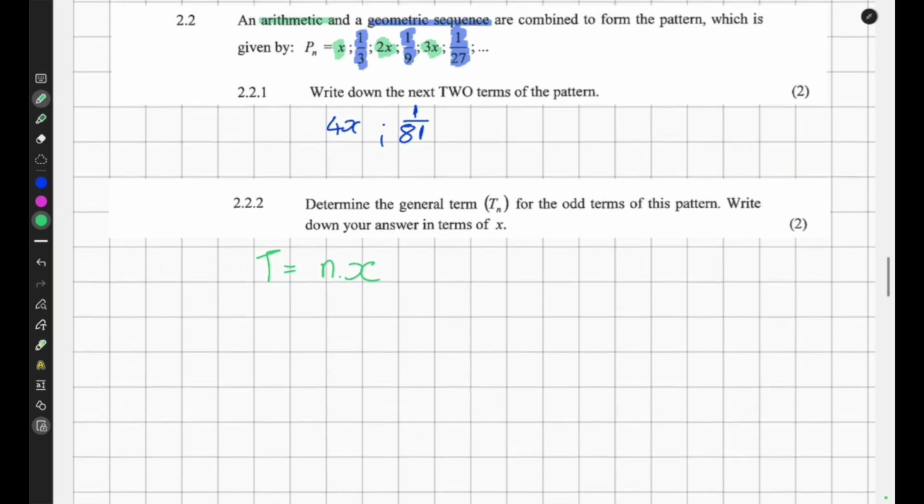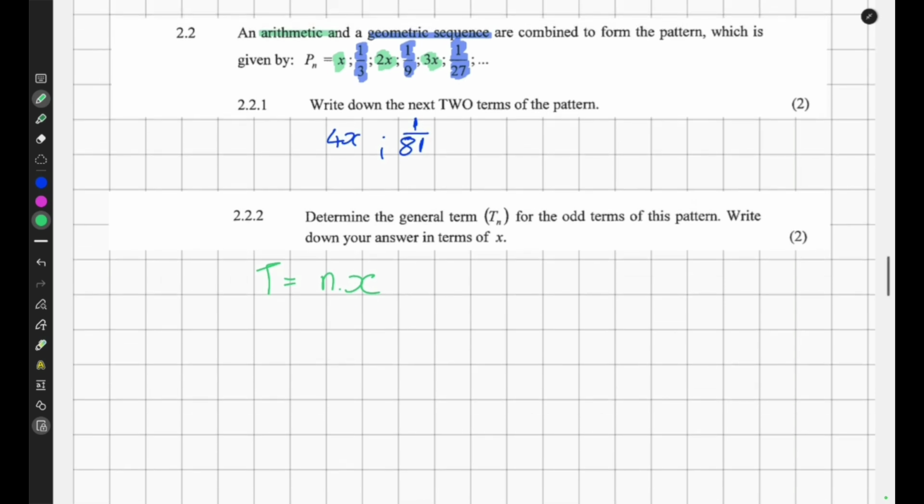Now, sometimes in a paper, you get an easy question like this and it will feel too easy. So I just checked the memo, and the memo says if you just write the right answer, you're going to get full marks. So remember, I could have gone for Tn equals a plus n minus 1 d.